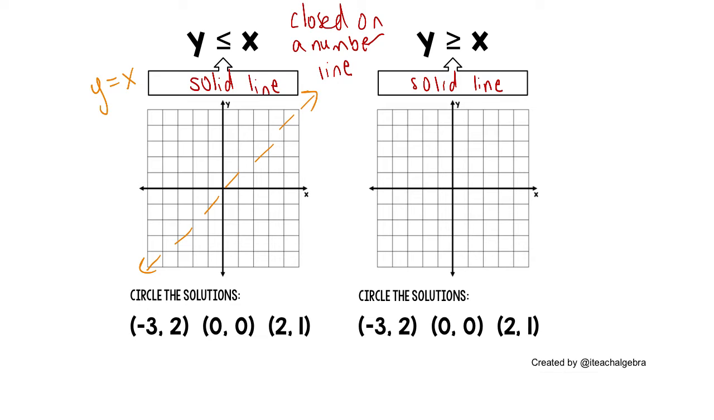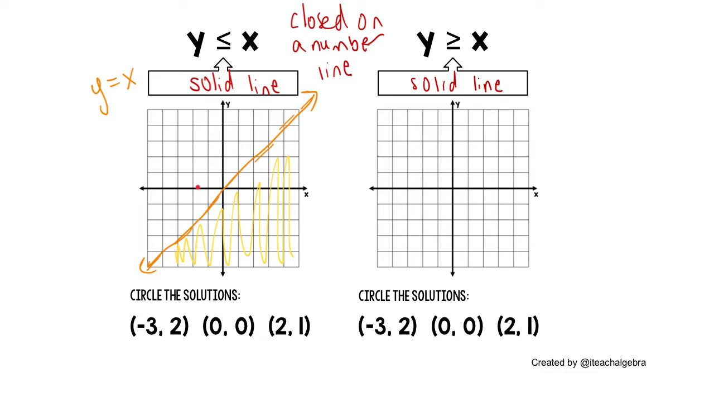Again, this is less than. That means we shade below. So we're going to shade down here. Oh, look, I made a mistake already. This should have been a solid line. I just said that, and then I drew a dashed one. Sorry about that. Let's check our solutions.